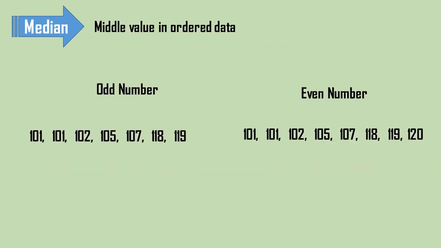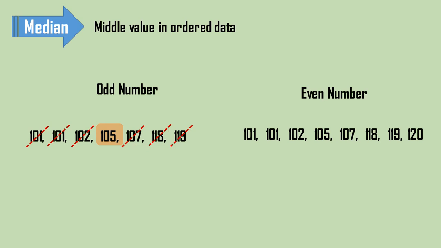For further analysis, we arrange this data in an ordered form and calculate the median. The middle value in ordered data is the median. For the calculation of the median for an odd number of values, the central value is the median. For example, 105 is the complete central number.